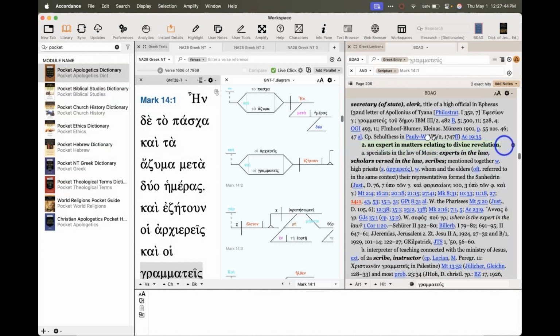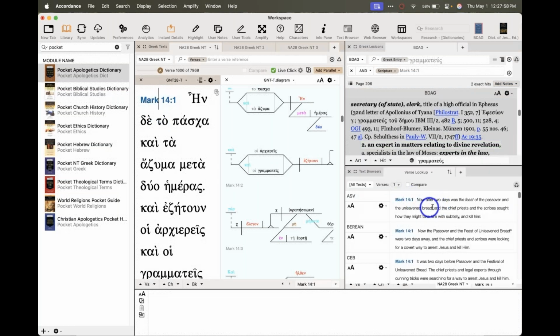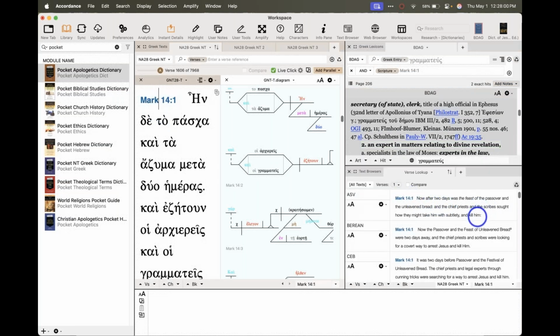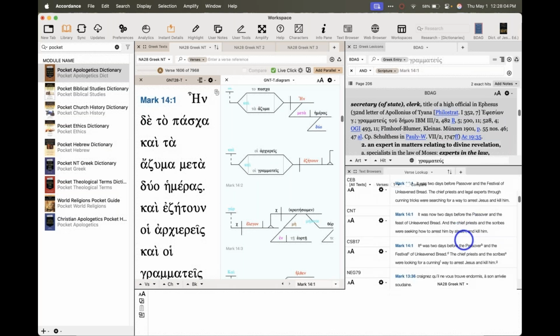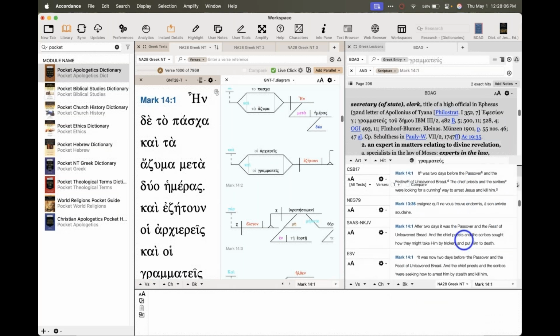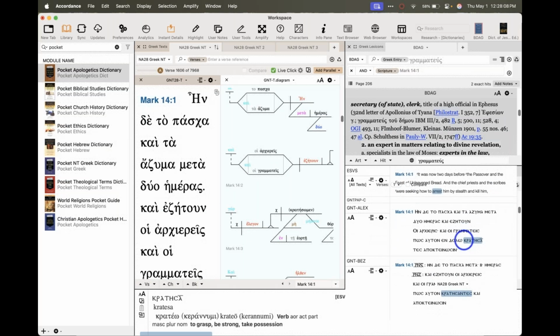I so appreciate this definition. This has helped me with this word time and time again. They talk about this as being an expert in matters relating to divine revelation. You're going to see a lot of translations that will render this as, let's see, chief priests and the scribes. All right, we've got legal experts. I think that's a good translation. You may get lawyers somewhere.